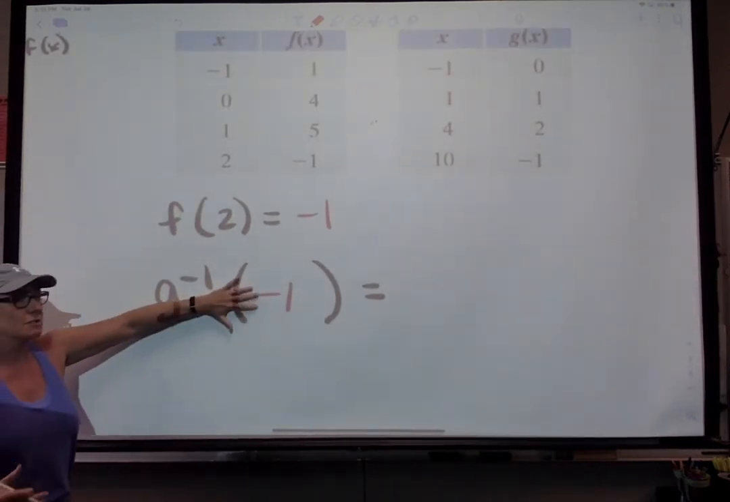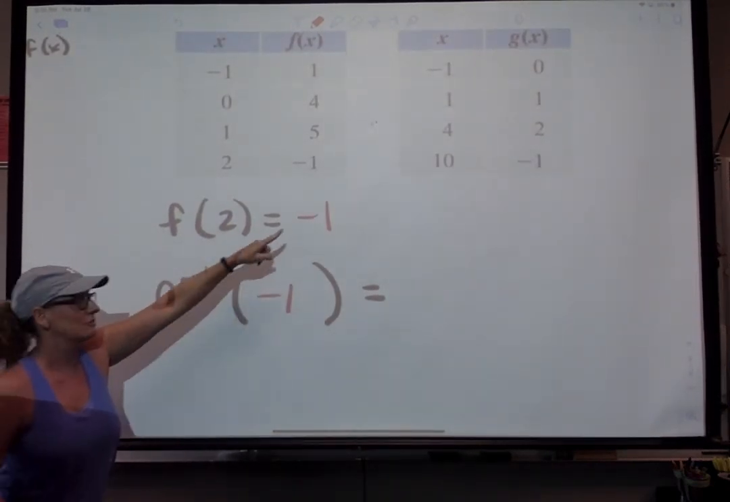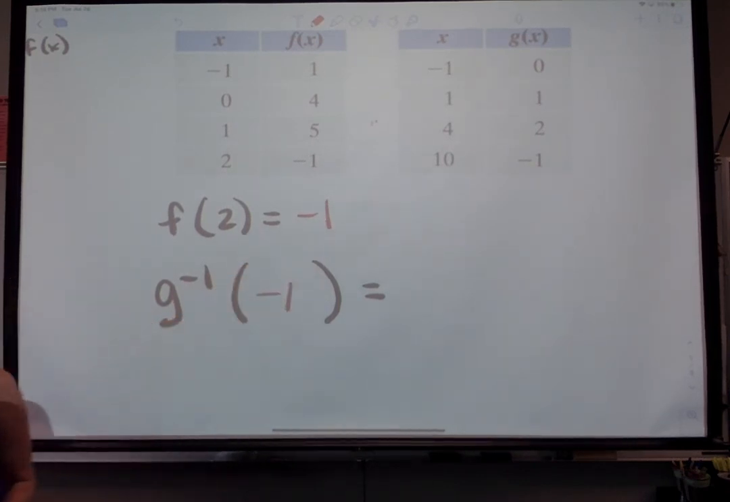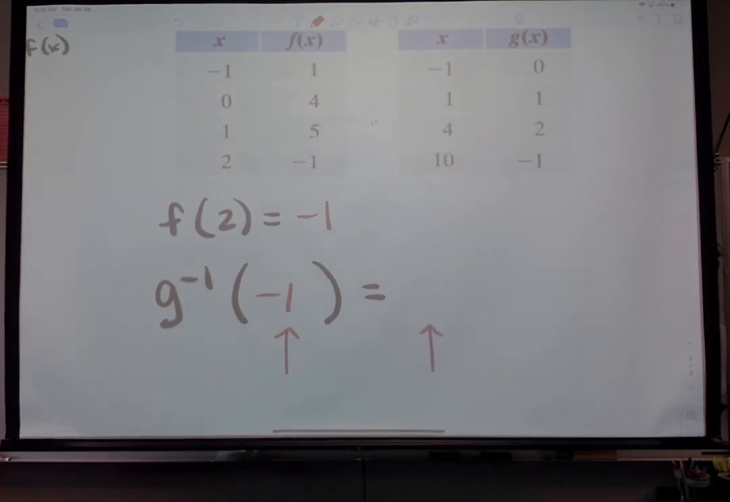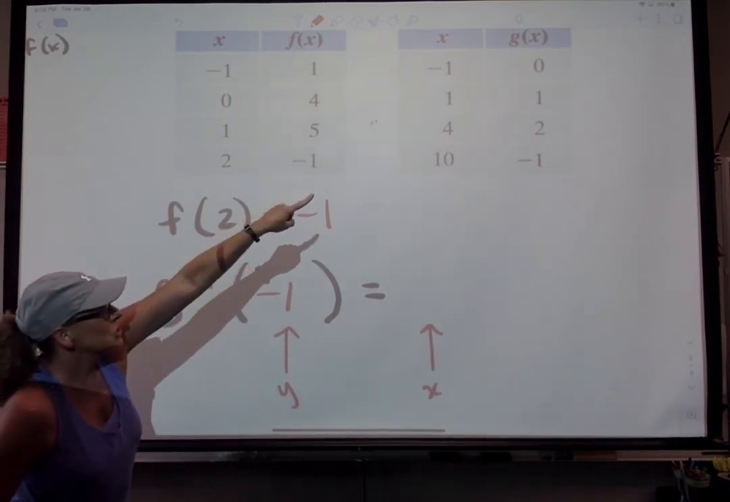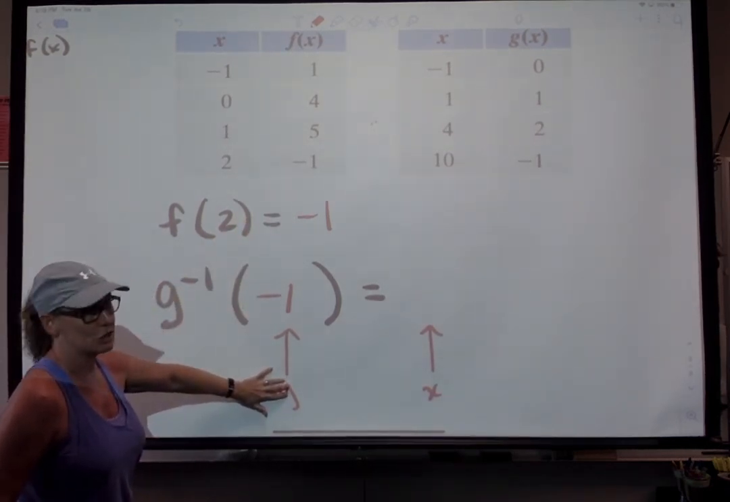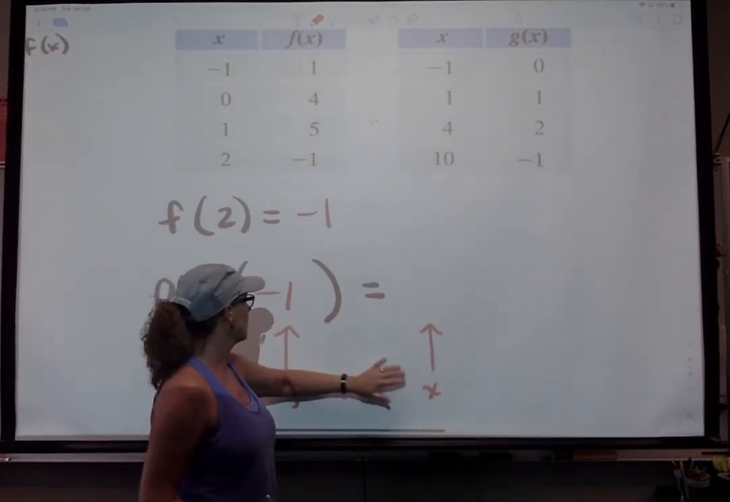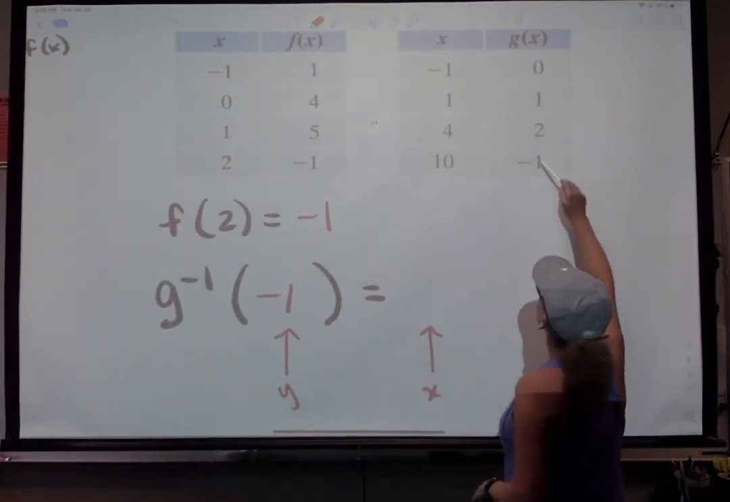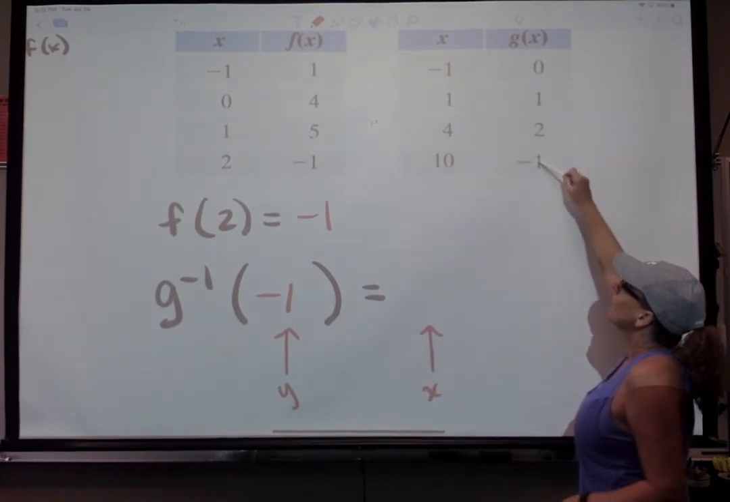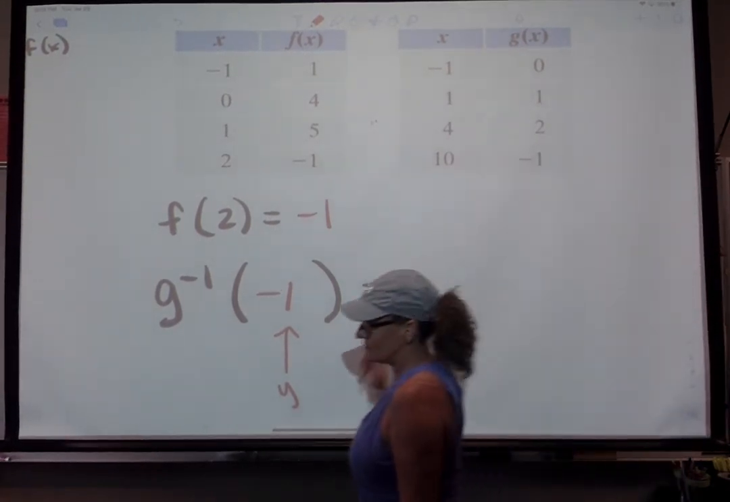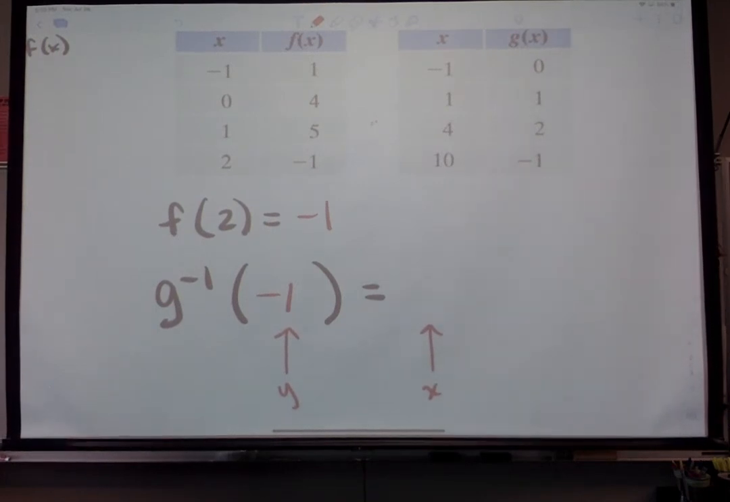Okay. Now, this question is about g inverse. I don't have g inverse. I have g. Well, that's perfect. If you have g, keep in mind that's a y. You need the x. If I'm looking at g, that's a y for g. I need the x that goes along with it. Where's my y? Oh, right there. My y is negative 1. What's the x that goes along with it? 10. Cool.